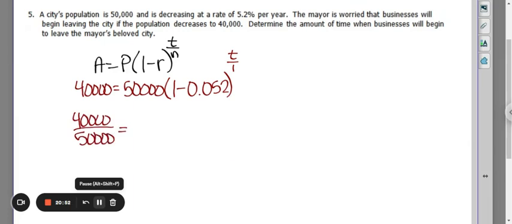And then we have our rates 0.948 to the t. Now the nice thing with this one is 40,000 over 50,000 is just 0.8, or 4/5. So it's a nice decimal. You can leave it, you can put it like that, you can rewrite it as 4/5 instead. Any of that's fine, since it's a terminating decimal.